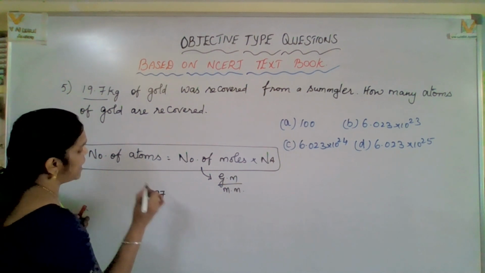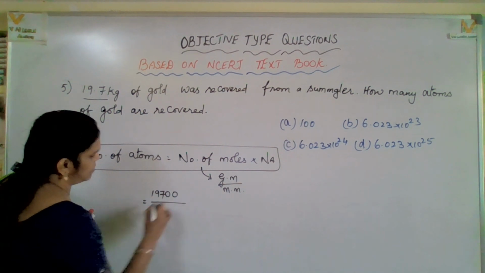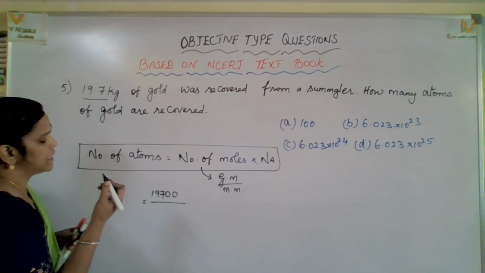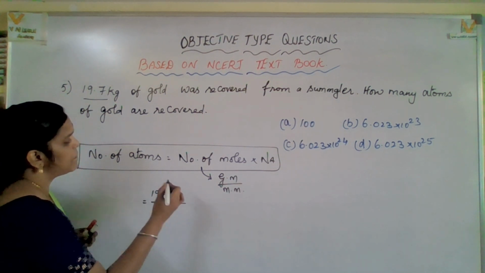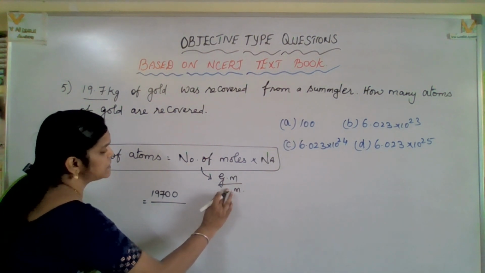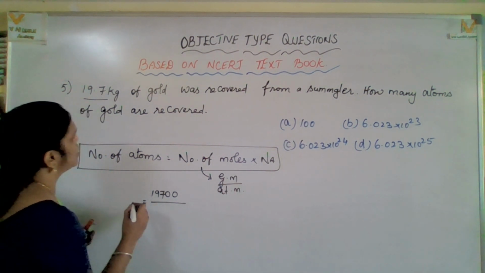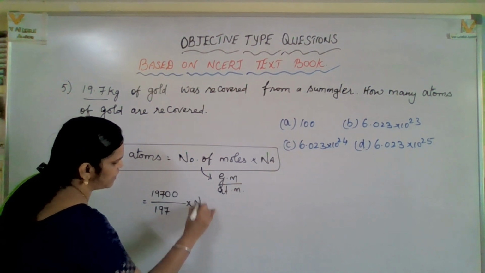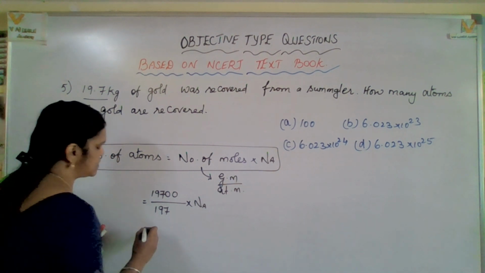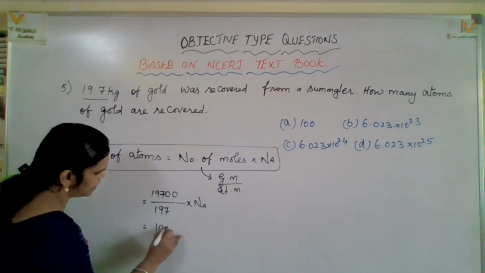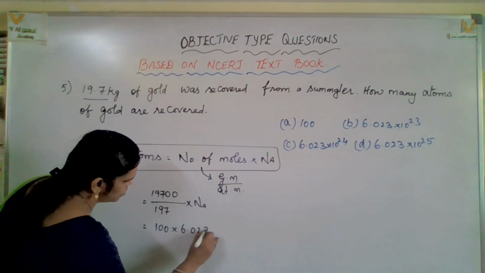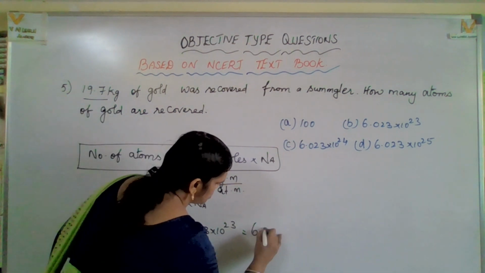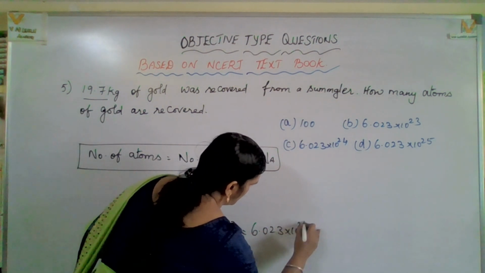907, that means 19,700 kg. That means 19,700 grams of given mass divided by atomic mass, here not molecular mass, here atomic mass of gold, right? So what is the atomic mass of gold? 197 into Avogadro number. So what is the answer? You will get 100 over here into Avogadro number 6.023 into 10 to the power of 23. So naturally you will get 6.023 into 10 to the power of 25.